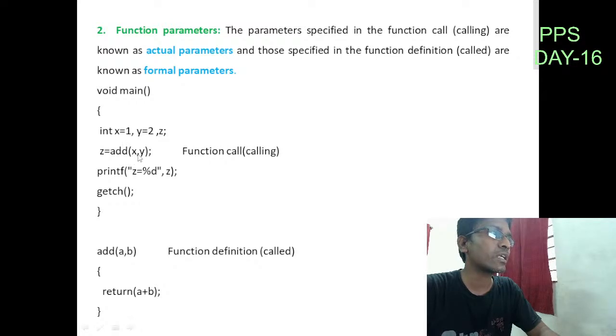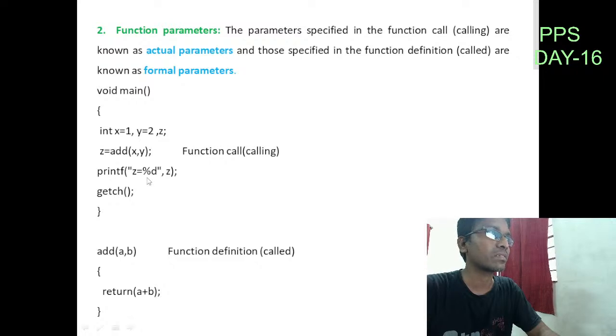So it contains x comma y. That means x is indicated as a and y is indicated as b. Then it will go and perform x plus y, and after performing x plus y, the result value will be stored into the z value. Then I am going to print that z value on the screen.